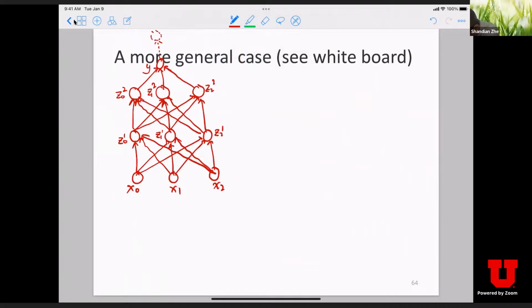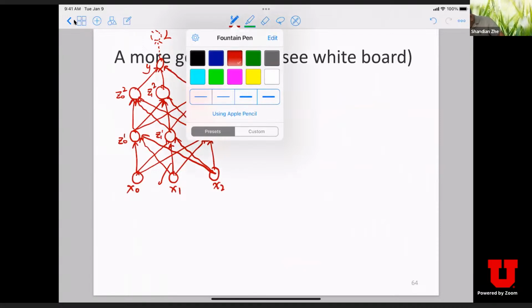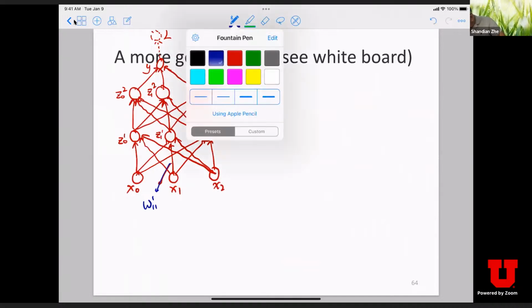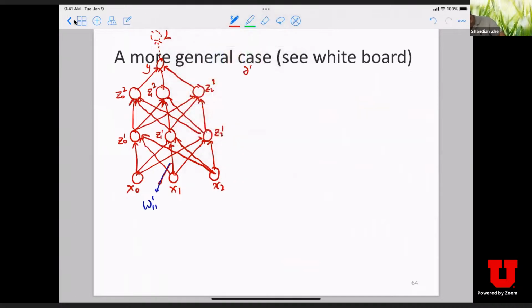You feed the output to the loss function, you get a loss value, right? So suppose we want to compute some edge weight, right? It's here. I'm going to use another color to make it clear. So this is denoted by W111, right? So if we want to compute partial L over partial W111, how should we do it?